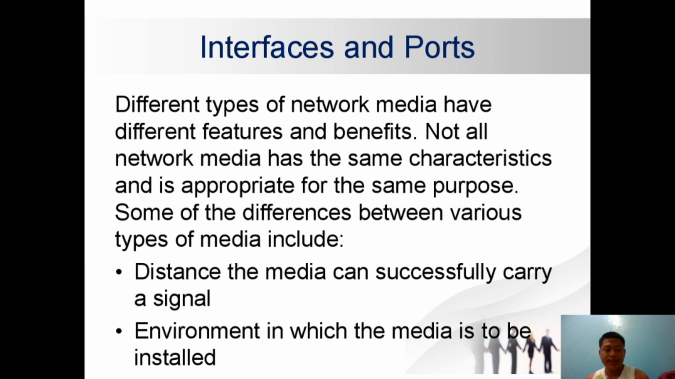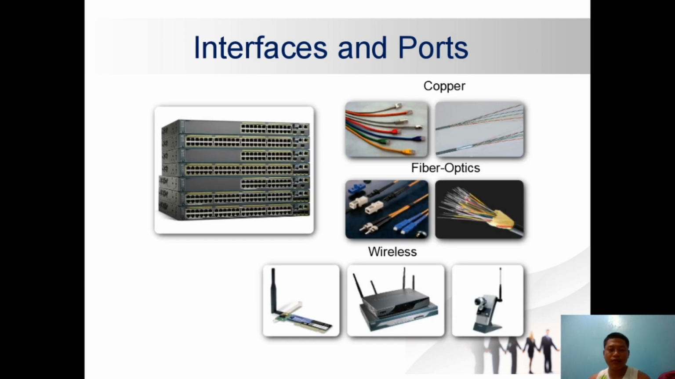Interfaces and ports. Different types of network media have different features and benefits. Not all network media have the same characteristics, and they are not appropriate for the same purpose. Some of the differences between various types of media include the distance the media can successfully carry a signal and the environment in which the media is to be installed. So this is the interfaces and ports, with examples of copper, fiber optics, and wireless.